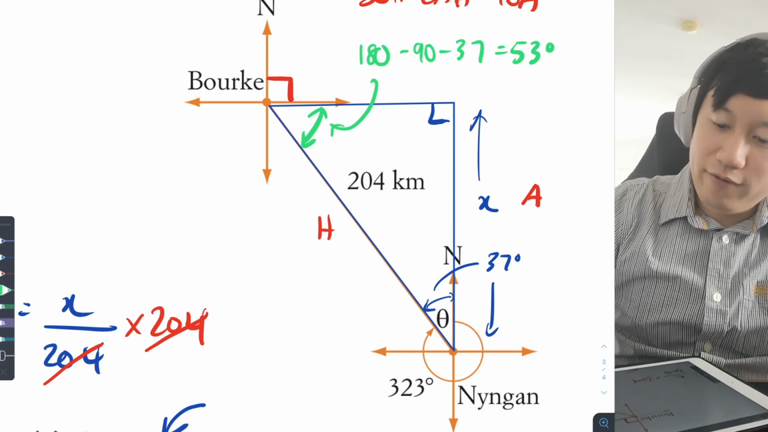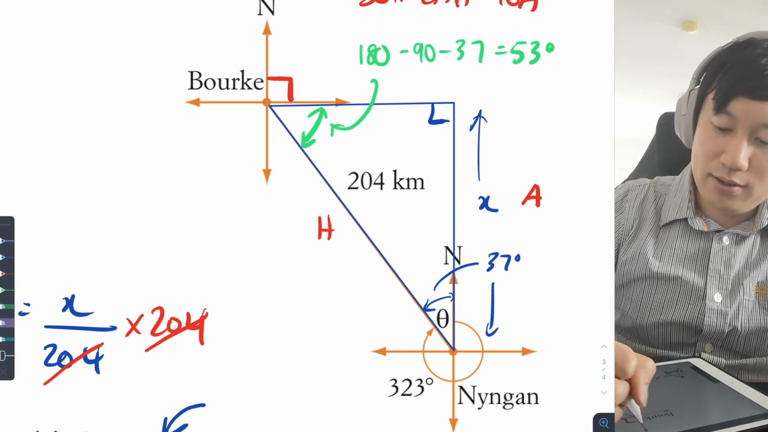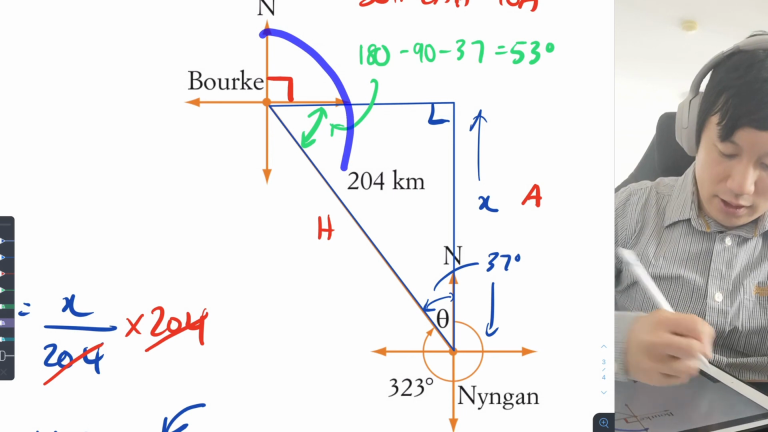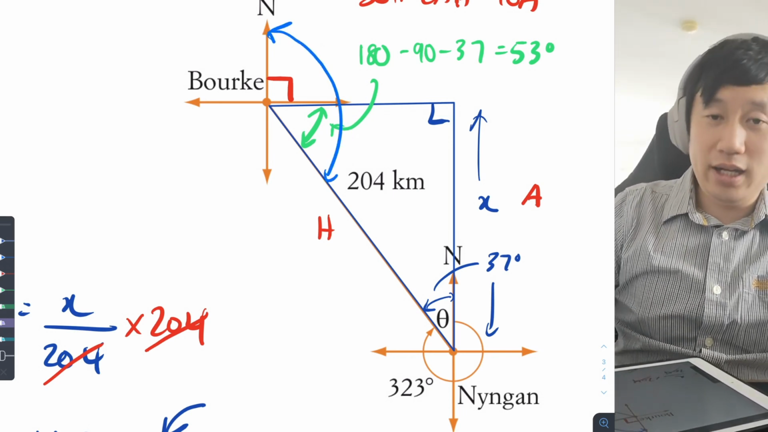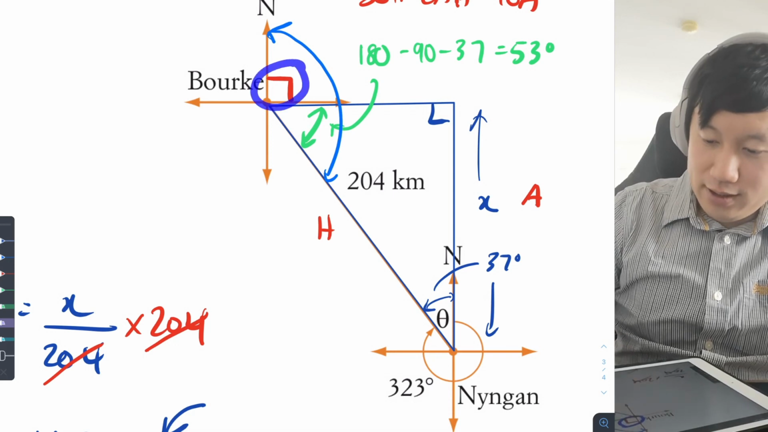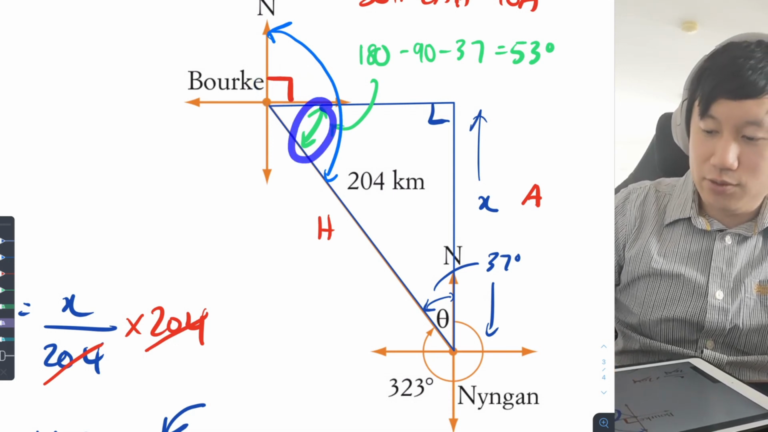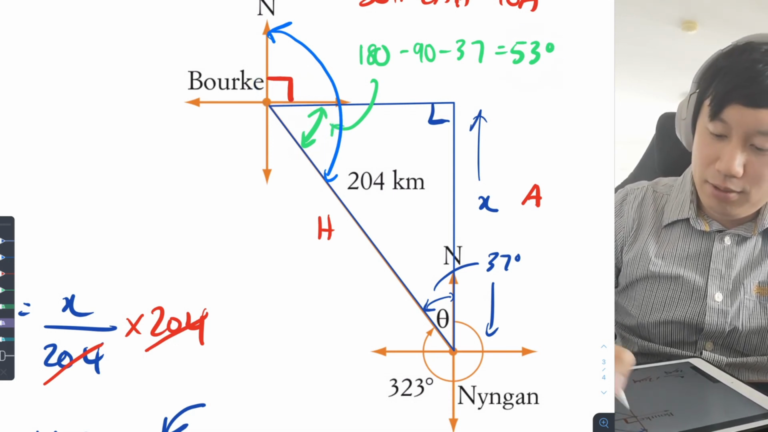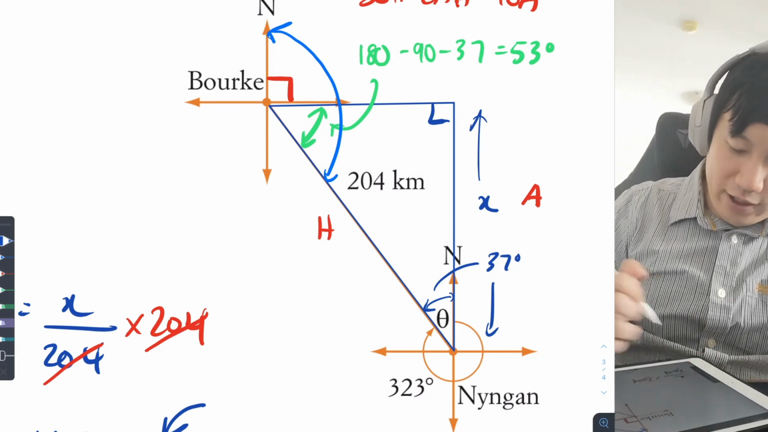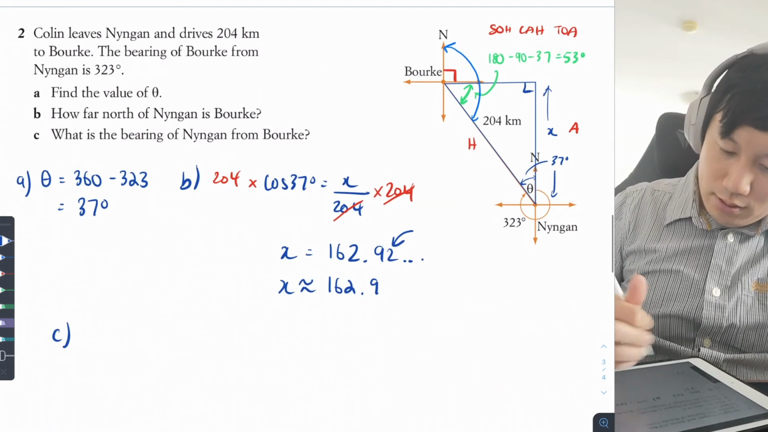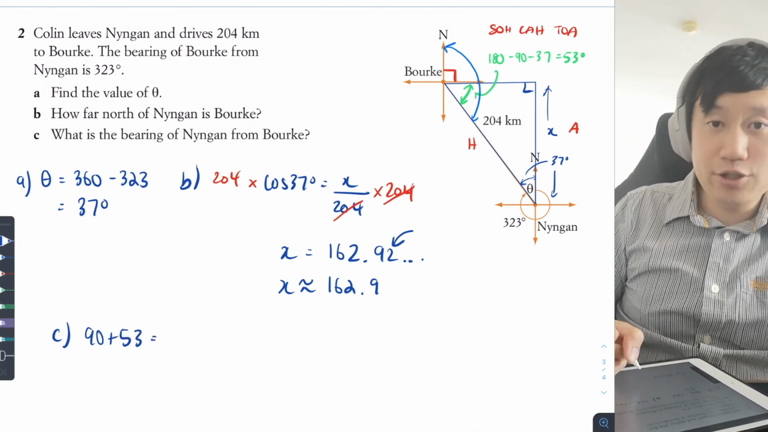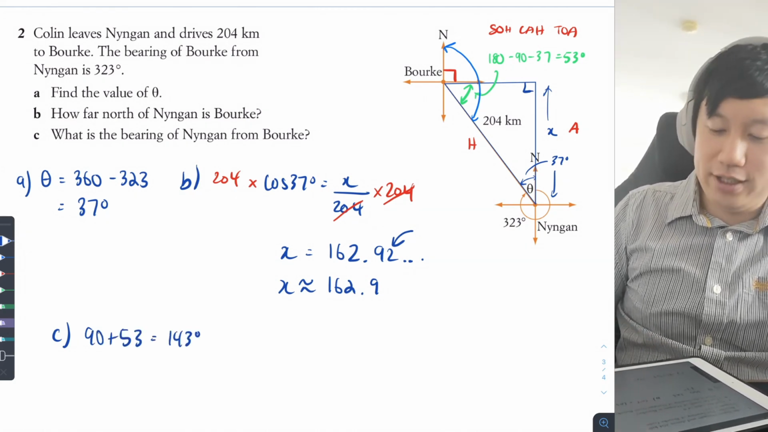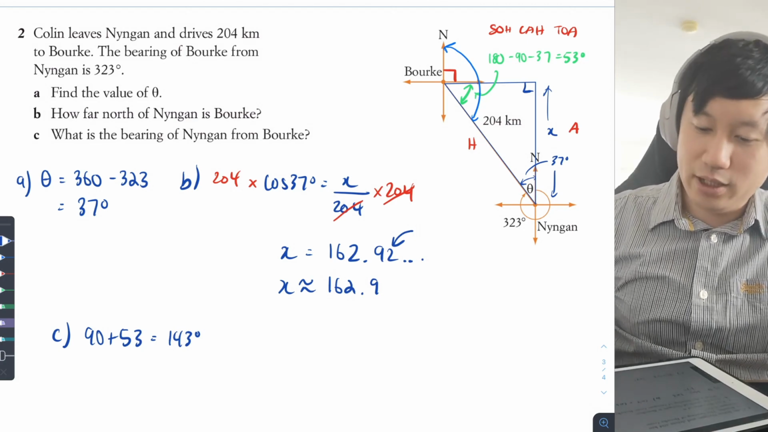Now, if I was to find out what the bearing is, which is this line, I'm just going to put that permanently there. That angle there is a total of 90 degrees, as well as that 53 degrees right there. So 90 plus 53 is what we're trying to find as our bearing. So we're going to say 90 plus 53, and that should equal 143 degrees in total. Okay, and that's how you do question 2.